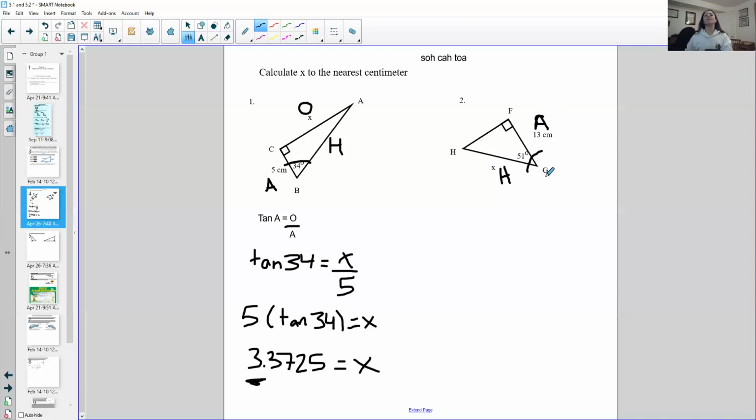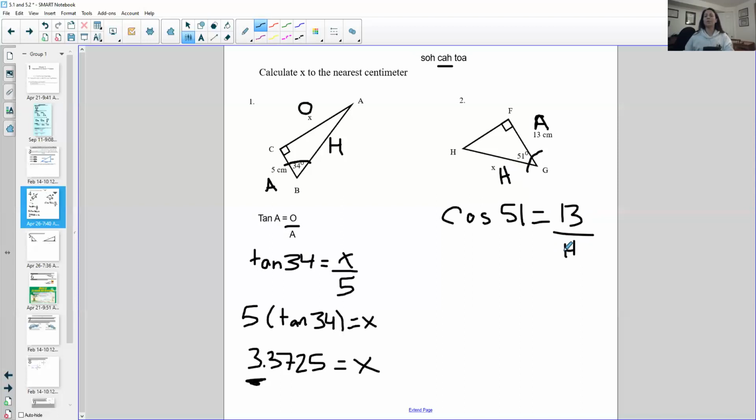And that should make it pretty clear which one is the adjacent. All right, so now go A and H, find the trig ratio that deals with A and H, or adjacent and hypotenuse. It would be cos. So cos of your angle, which is 51, is going to equal the adjacent, which is 13, over the hypotenuse. Now in this example, actually I guess we can use x.